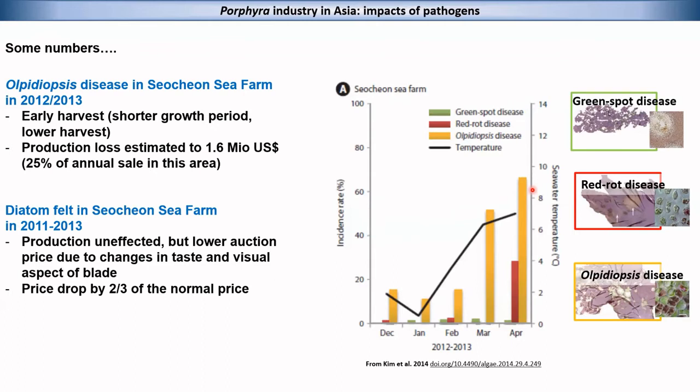In previous years, this local industry had mostly been hampered not by pathogens, but by fouling diatoms, which didn't cause any loss of biomass, but this infestation with diatoms reduced the auction price of the Porphyra crop, because those diatoms that were attached to the surface actually changed the taste and the visual aspect of the Porphyra blade.